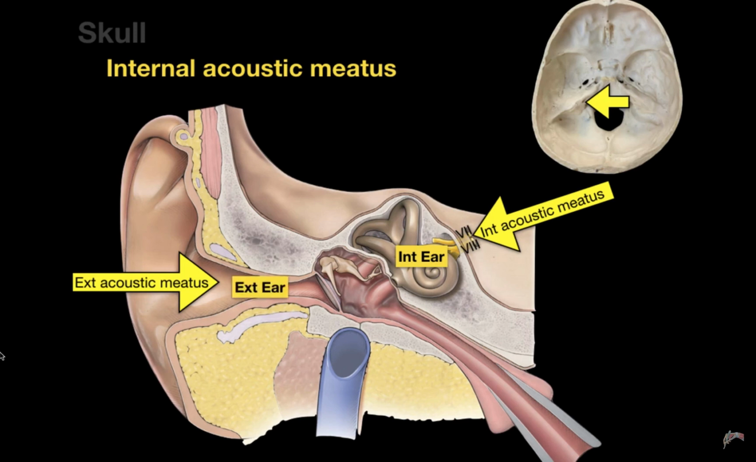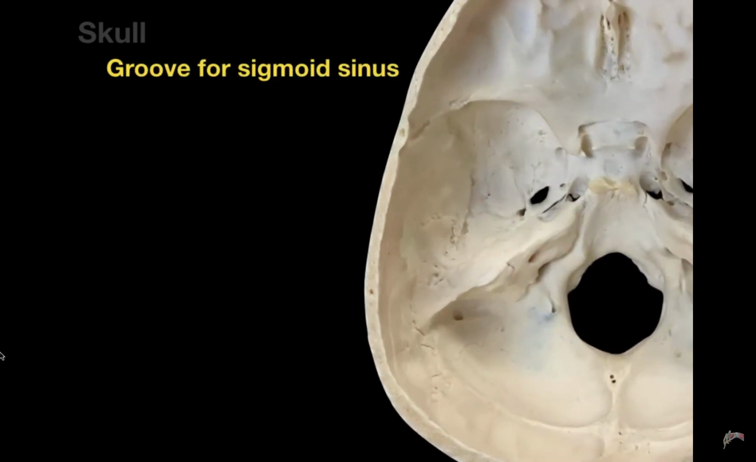I'm showing this because the external and internal acoustic meatus is not like a train tunnel from one end and out the other, because the middle ear is what separates this. Well, the internal ear as well, but basically that middle ear. So it goes external ear, middle ear with the malleus, incus, and stapes, and internal ear, the cochlea and semicircular canals.